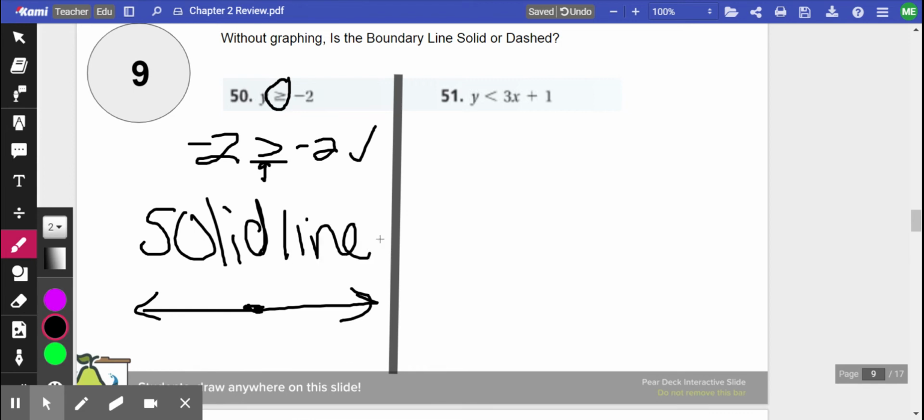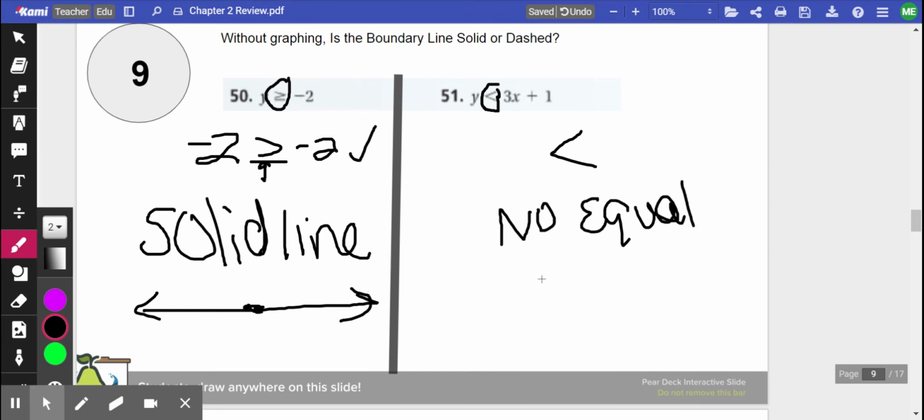Now, this concept also applies to other types of functions. So this is going to follow us when we work on absolute value inequalities as well. It all depends on if there's an equal sign or if there's no equal sign. And looking at 51, I just see a greater than symbol. I don't see an equal sign, so there's no equal sign.